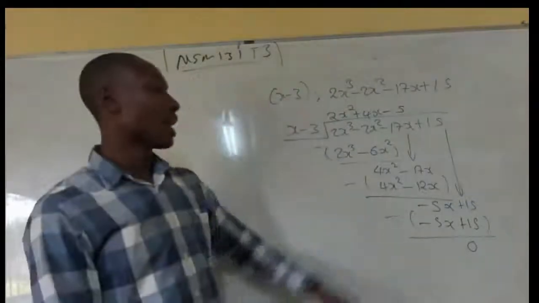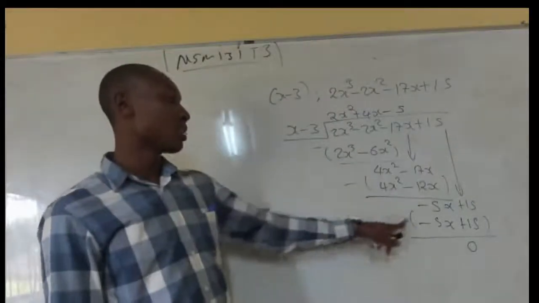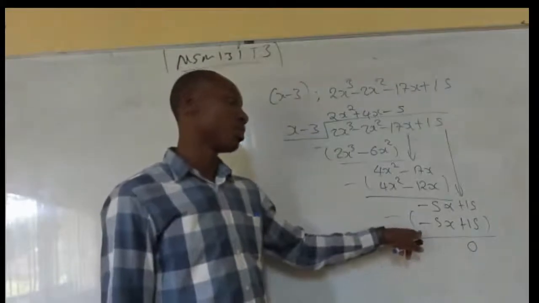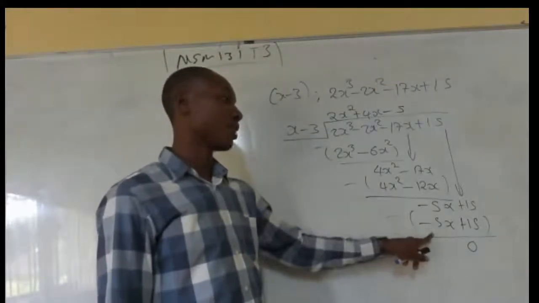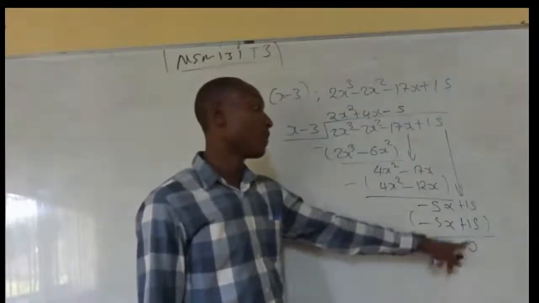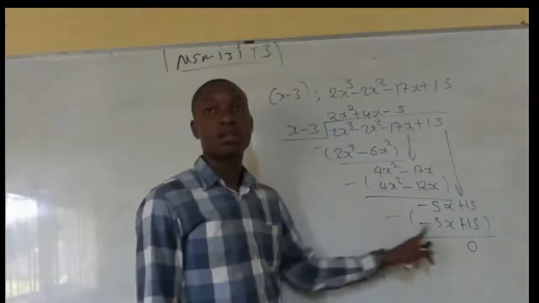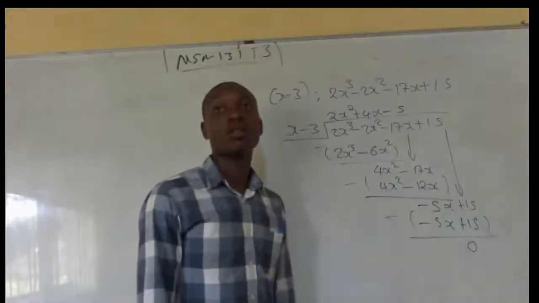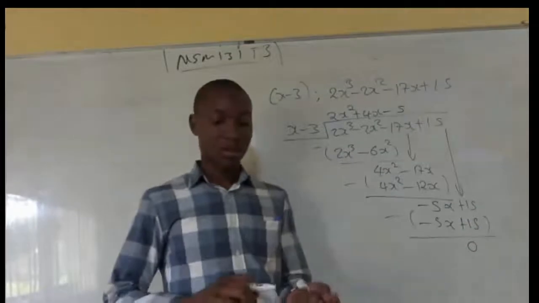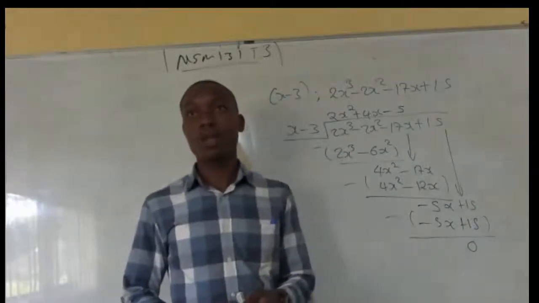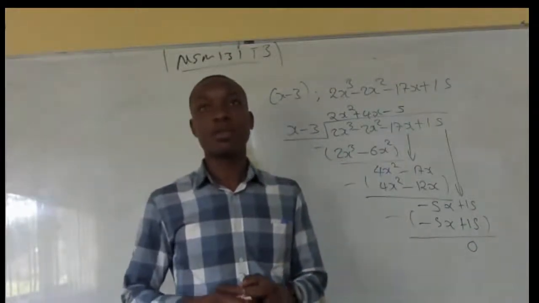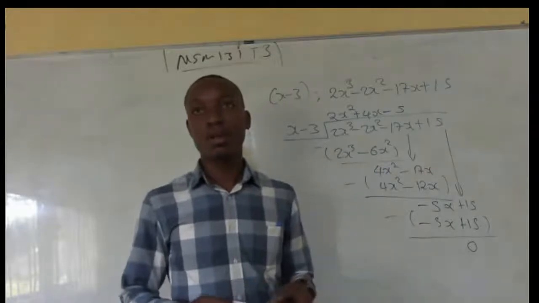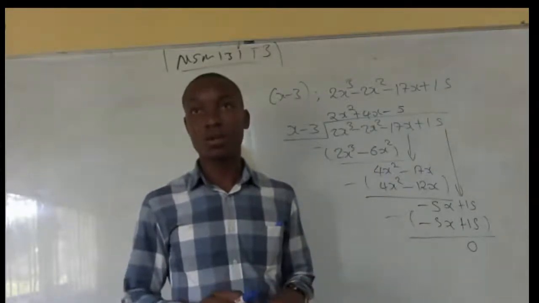Yeah, because negative 5x minus, it becomes positive, so negative 5 plus 5x is 0. And then we have 15 minus 15, which is actually 0. So that's the answer, okay? So that's the answer which we have. We have a 0. So now that we have a 0, that's our conclusion.